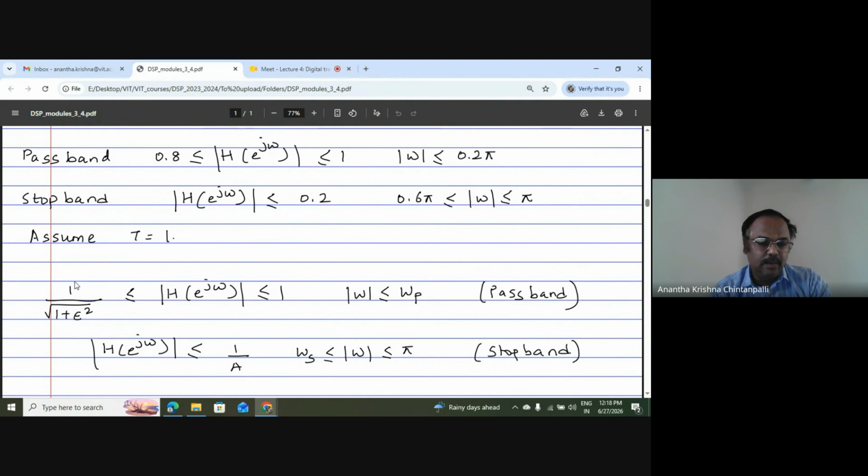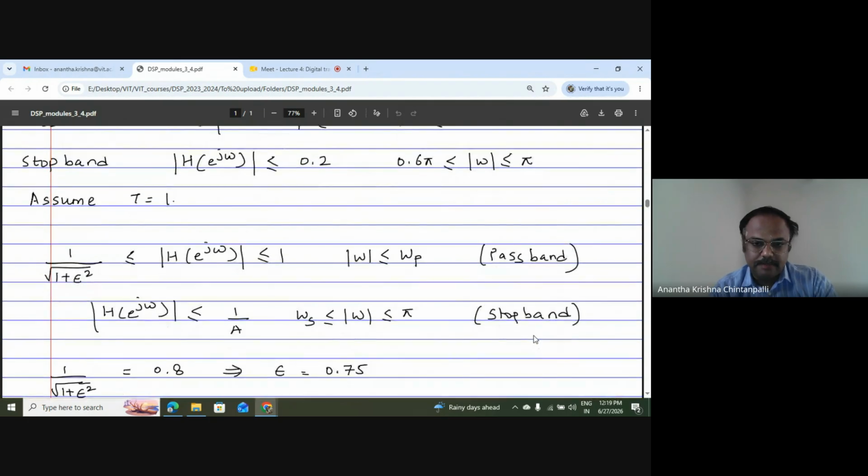So this is a general expression. Magnitude should be greater than or equal to 1 divided by the square root of 1 plus epsilon squared, for mod of omega less than or equal to omega p, and then this is the magnitude response less than or equal to 1 over A for mod of omega greater than or equal to omega s and less than or equal to π. First thing you should know is that the frequency component is limited from minus π to π, because the periodicity is 2π, because we are talking about the DTFT. So this is my pass band region, this is my stop band region.